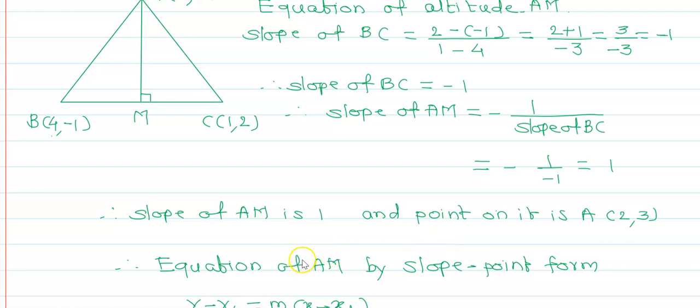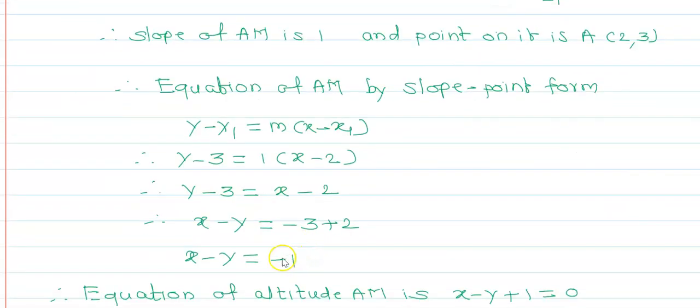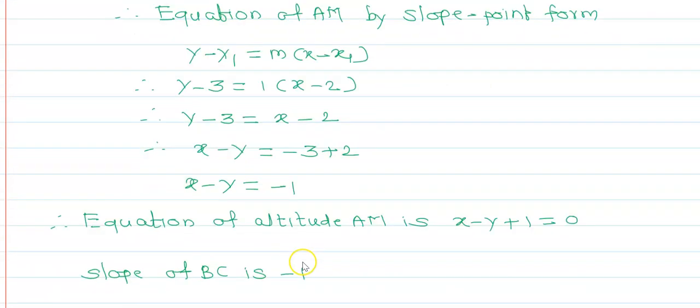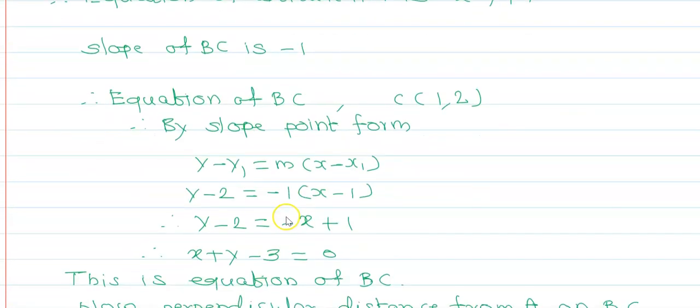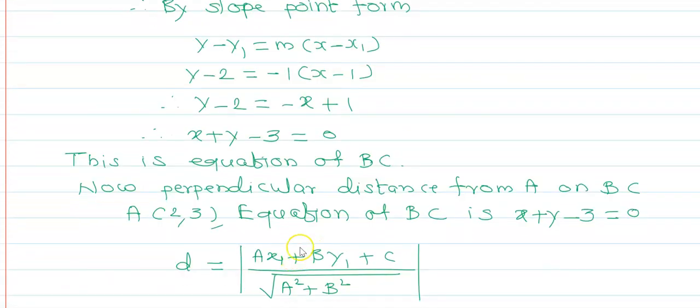Therefore, the equation of AM by the slope point form, you will get x minus y is equal to minus 1, or the equation of the altitude is x minus y plus 1 is equal to 0. Now we find the equation of BC. The slope of BC is minus 1, and the point we take here is (1, 2). Again by the slope point form, we get the equation of BC: x plus y minus 3 is equal to 0.